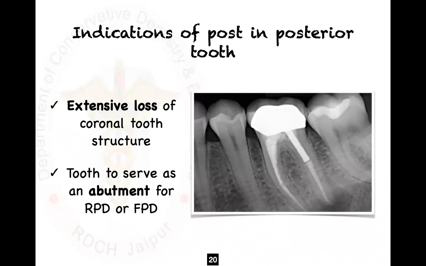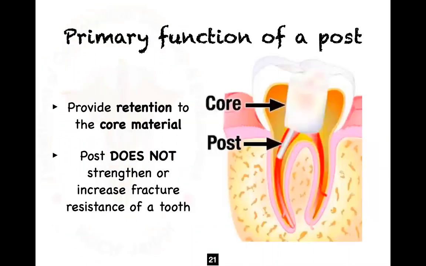So the indications of post in posterior teeth are extensive loss of coronal tooth structure, and the tooth having to serve as an abutment for an RPD or FPD. These are the major indications for post in posterior teeth. Now, what is the primary function of a post?